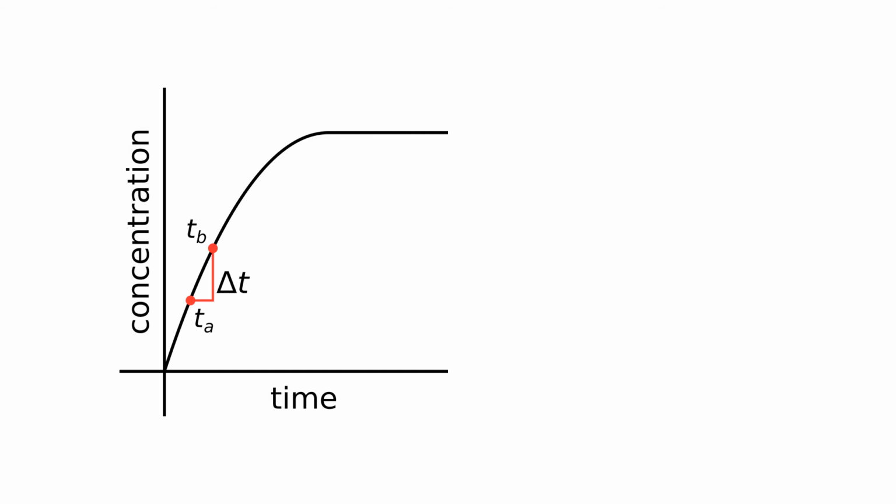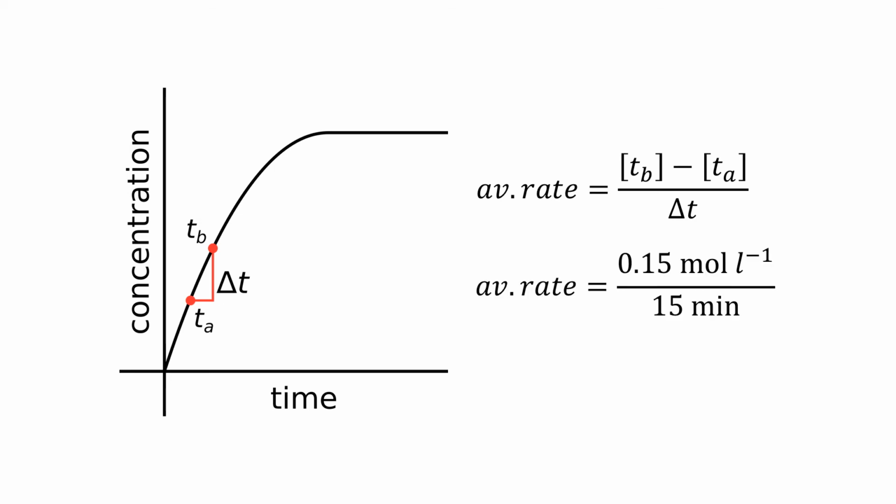The average rate between 2 points in time can be calculated as the difference between the concentration at times A and B over the time interval. If, for example, the change in concentration over 15 minutes was 0.15 moles per liter, then the average rate would be 0.01 moles per liter per minute.